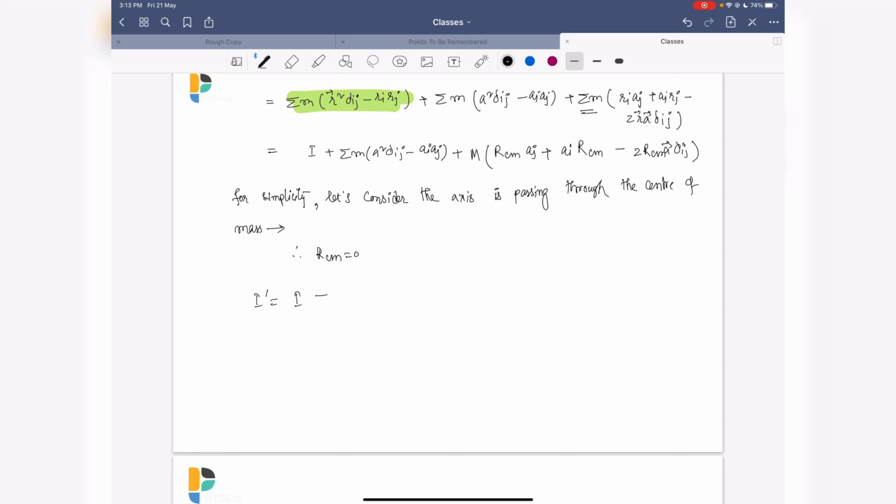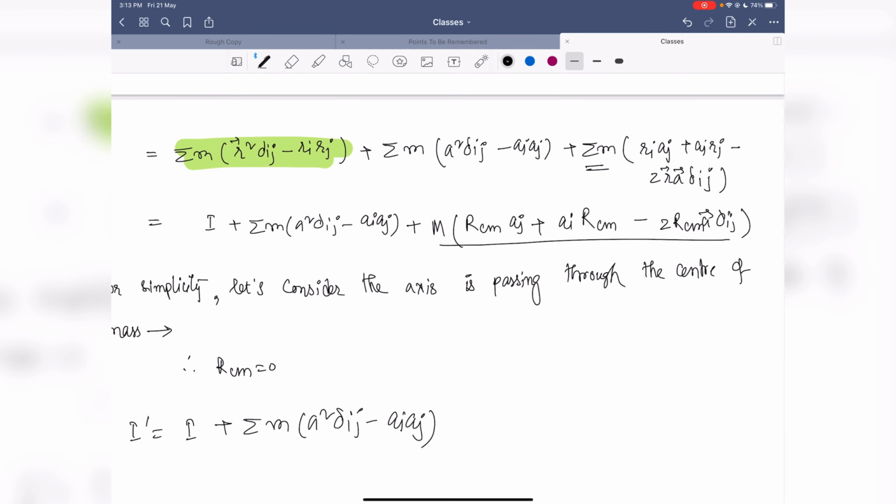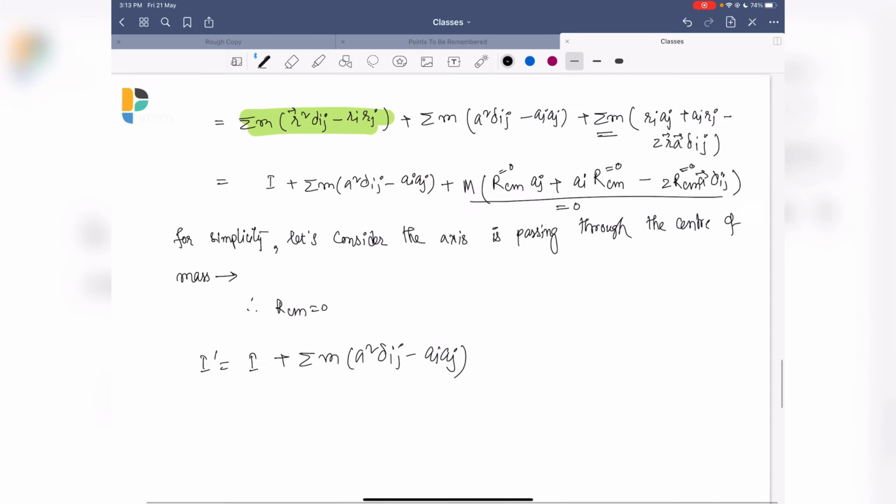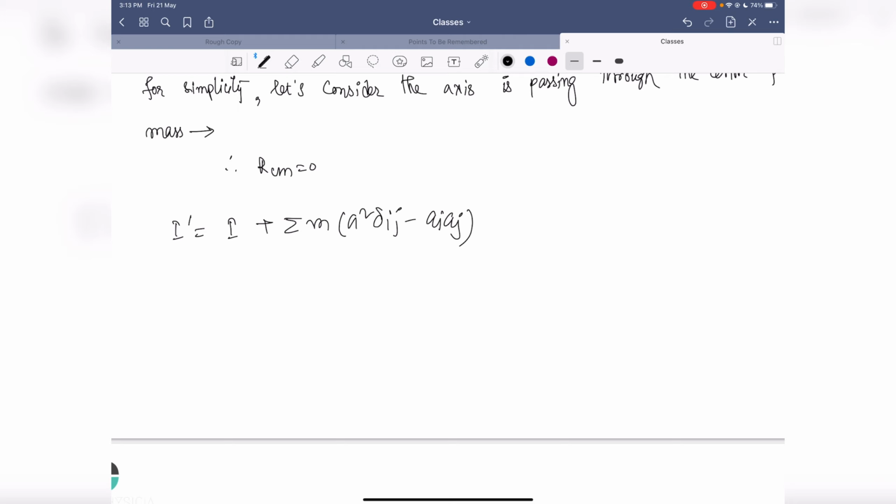I dash to be equal to I plus summation of m a square del ij minus ai and aj, because this term is 0. Why? Because we are considering the axis passing through the center of mass, so the distance becomes 0, this becomes 0 and this also becomes 0. So as a whole this term becomes 0, so we are left with this thing. So this is the transformation of the moment of inertia with respect to two different frames of reference.